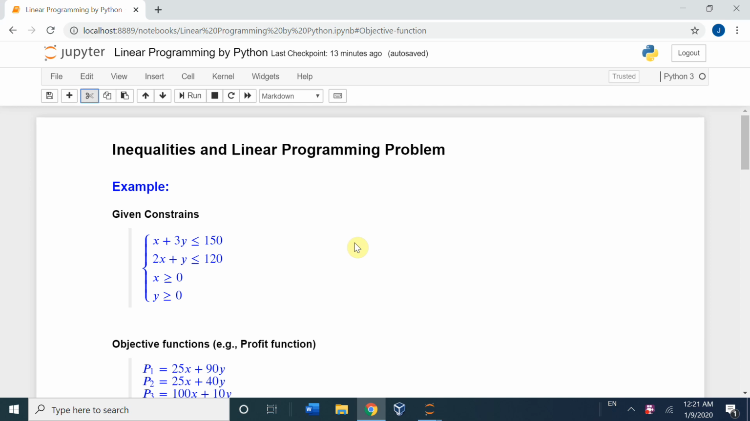This video is about inequalities and linear programming problem. Based on the example, we have the given constraints: x plus 3y less than or equal to 150, 2x plus y less than or equal to 120, x and y both greater than or equal to 0.